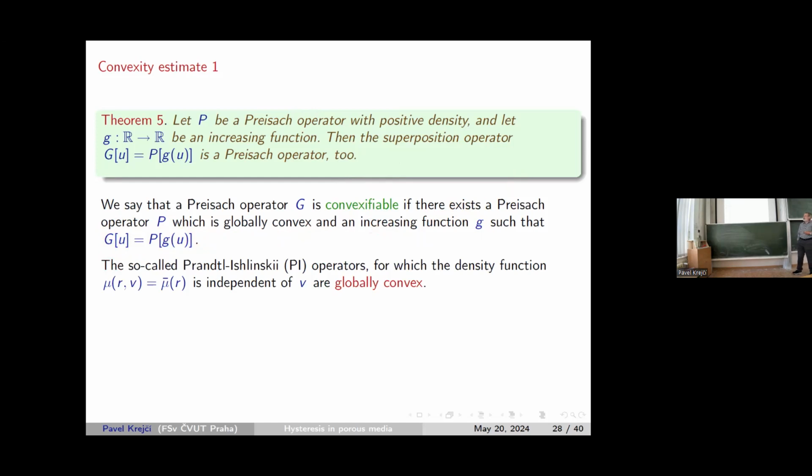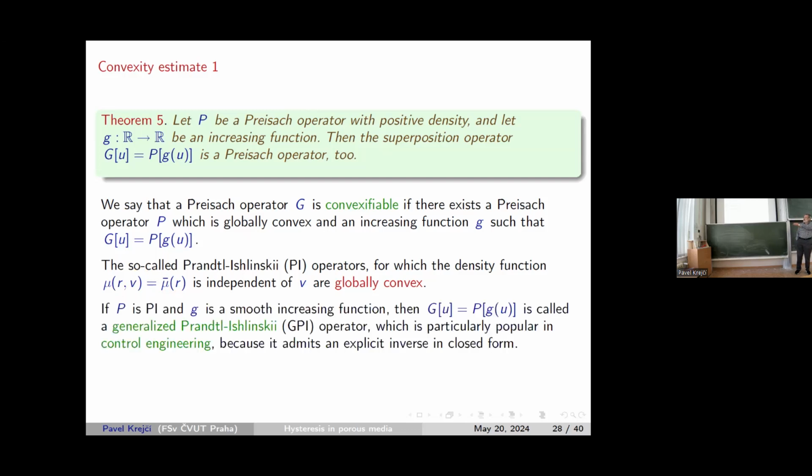And there are a lot of operators which are convexifiable. For example, what the engineers call the generalized Krasnoselskii operator. So if the Krasnoselskii operator P is such that its density function mu of r, the distribution of the r's, does not depend on t, it's only a function of r, and this one is globally convex. And then if P is a Krasnoselskii operator, G is a smooth increasing function, capital G equal to P of G of u is called a generalized Krasnoselskii operator.